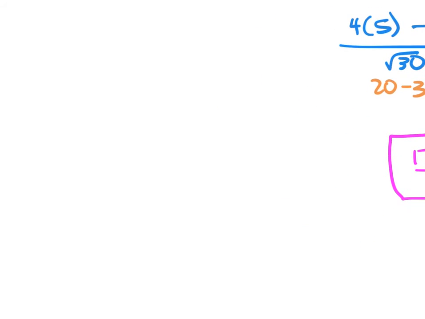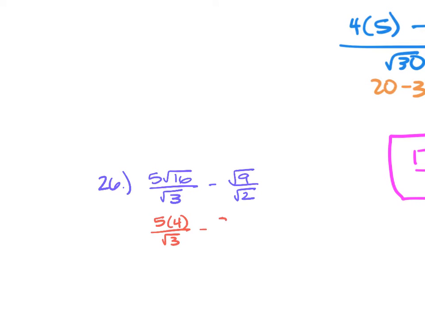For 26, we have 5 square root 16 over the square root of 3 minus the square root of 9 over the square root of 2. So we're going to simplify this first, so that 5 times the square root of 16 is 5 times 4 all over the square root of 3 minus 3 over the square root of 2. Least common denominator here is the square root of 6, so top and bottom of the first we're going to multiply by square root 2.